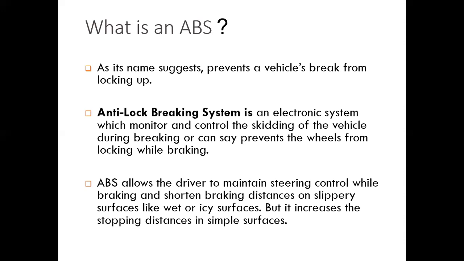It is an electronic system which monitors and controls the skidding of the vehicle during braking, or we can say it prevents the wheels from locking while braking. So ABS allows the driver to maintain steering control while braking, and shortens the braking distance on slippery surfaces like wet or icy surfaces. But it increases the stopping distance on loose surfaces.